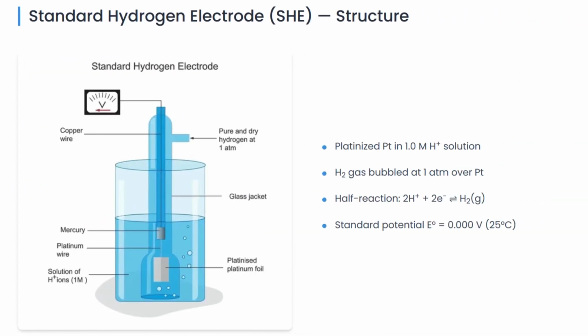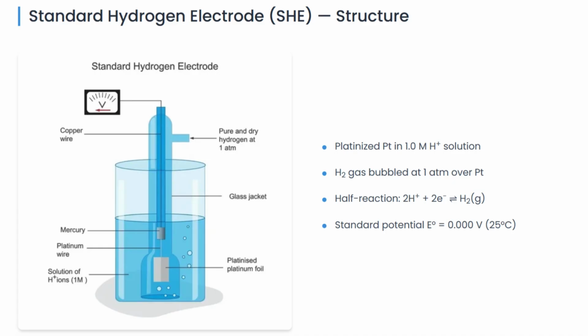Let us now look at the structure of the Standard Hydrogen Electrode, or SHE. This is the primary standard against which all other electrode potentials are measured. The diagram shows a setup with a copper wire connected to a platinized platinum foil, which is immersed in a solution of hydrogen ions at a 1 molar concentration. Pure and dry hydrogen gas is bubbled over the platinum surface at 1 atmosphere of pressure. A glass jacket surrounds the assembly.